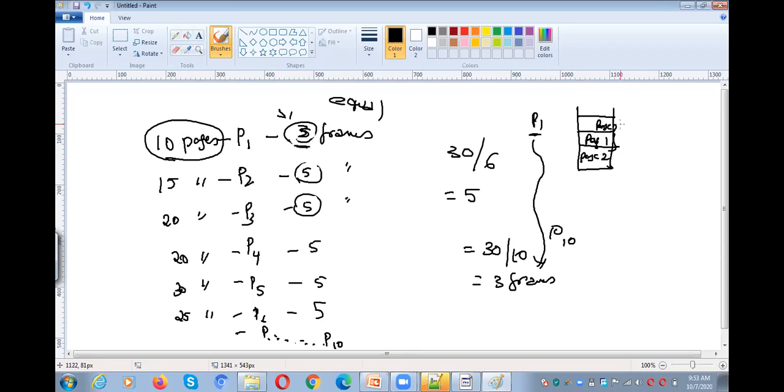But page 3 is not there in the main memory frame. What you need to do? You need to take out any one page from these pages, and we need to bring in page 3. Again, now we want to execute page 4. There is no free memory frame for P1. Only 3 frames, right? Again, you need to keep this page and you need to take out one more page.